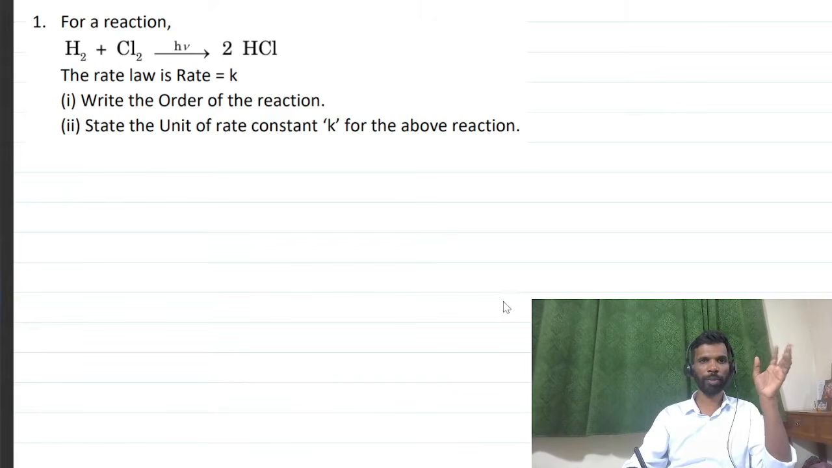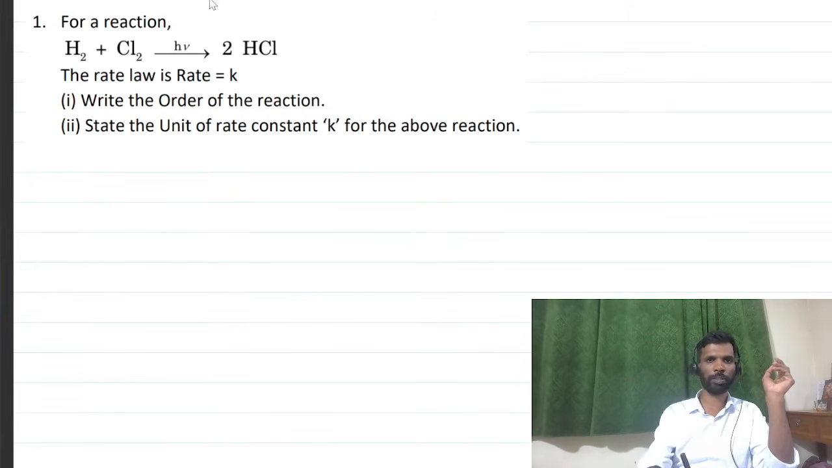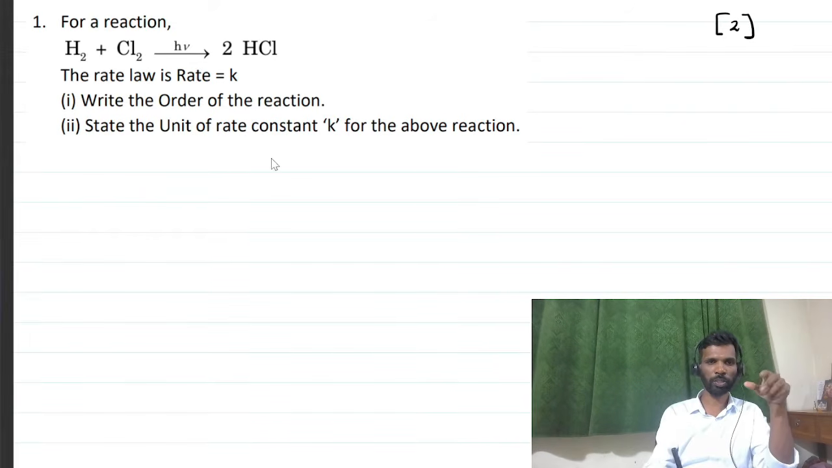is for a reaction in which H2 and Cl2 are given, and it is producing 2 moles of HCl, right? This is for 2 marks, and there are two questions asked. Write the order of the reaction. Before we solve this question, what are the things a student should know about the rate law?